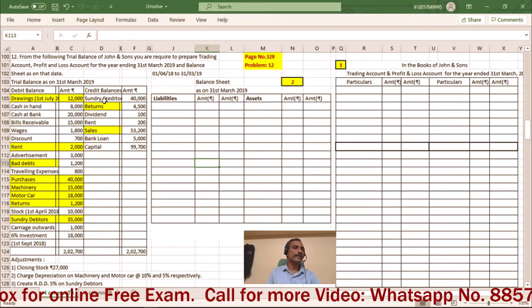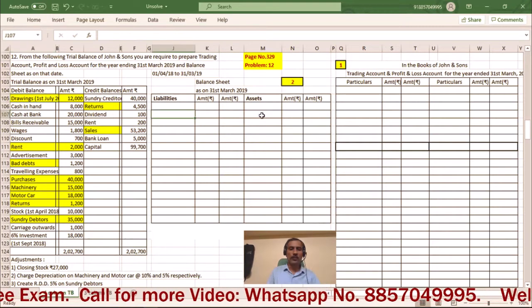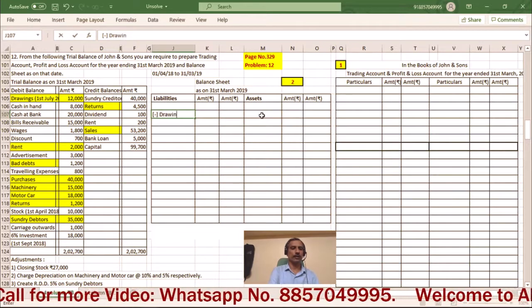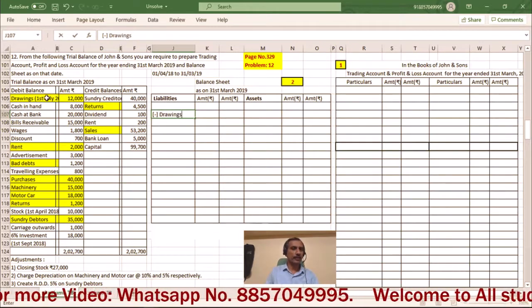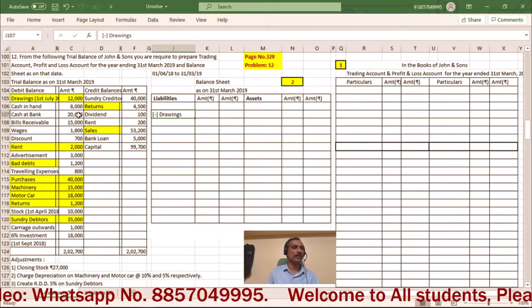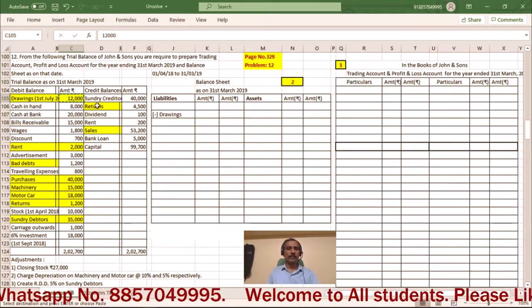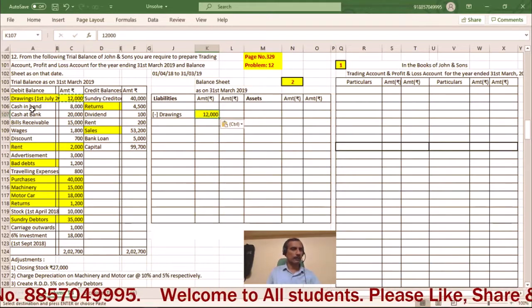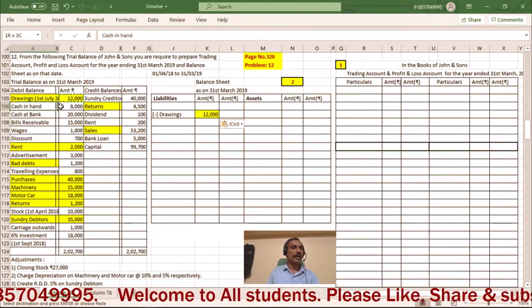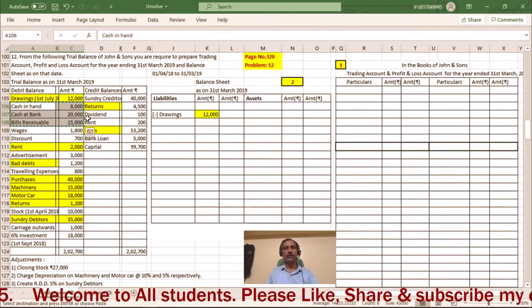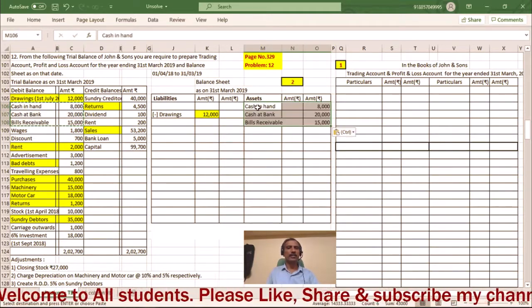Drawing. Drawing means personal expenses, so we have to deduct it from capital. There is a date also given, but that date is very useful for calculation of interest on drawing. I will explain about that. Next, cash in hand and cash at bank, all these are current assets. So I am going to post all these balances on the asset side.